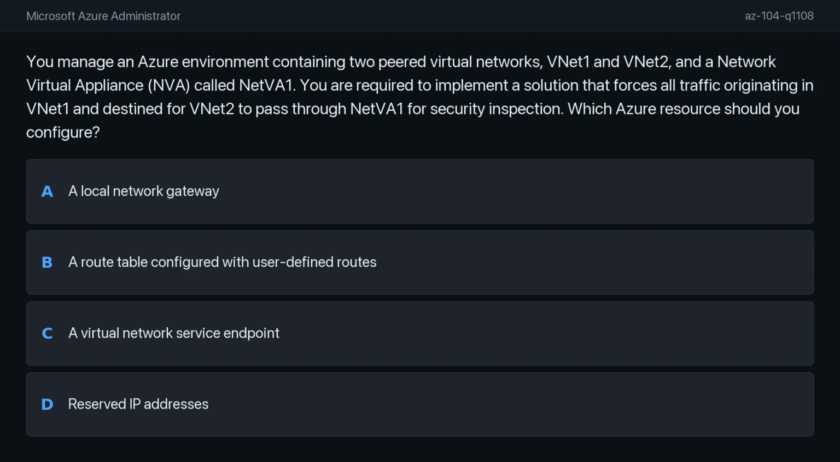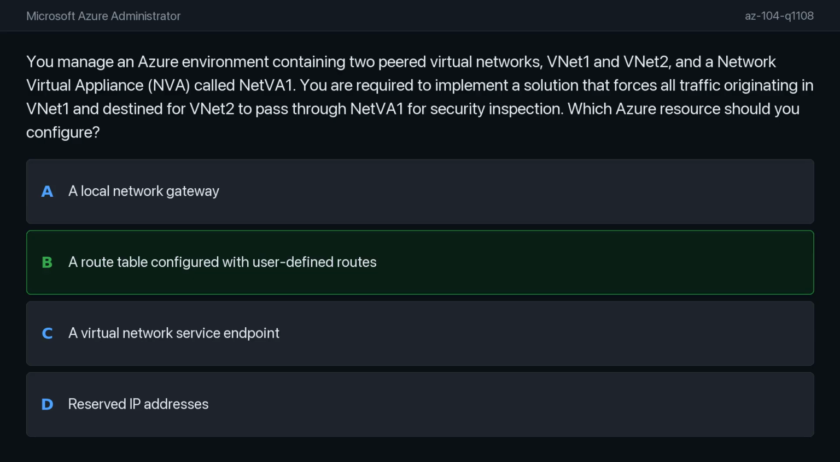Let's think about how Azure handles traffic routing between peered virtual networks. By default, traffic flows directly between peered VNets without restrictions. However, enterprise security architectures often require traffic between different network segments or VNets to be intercepted and inspected by security appliances, firewalls, or network virtual appliances. Understanding how to override default system routes and direct traffic through specific next-hop targets is a core concept in Azure networking design.